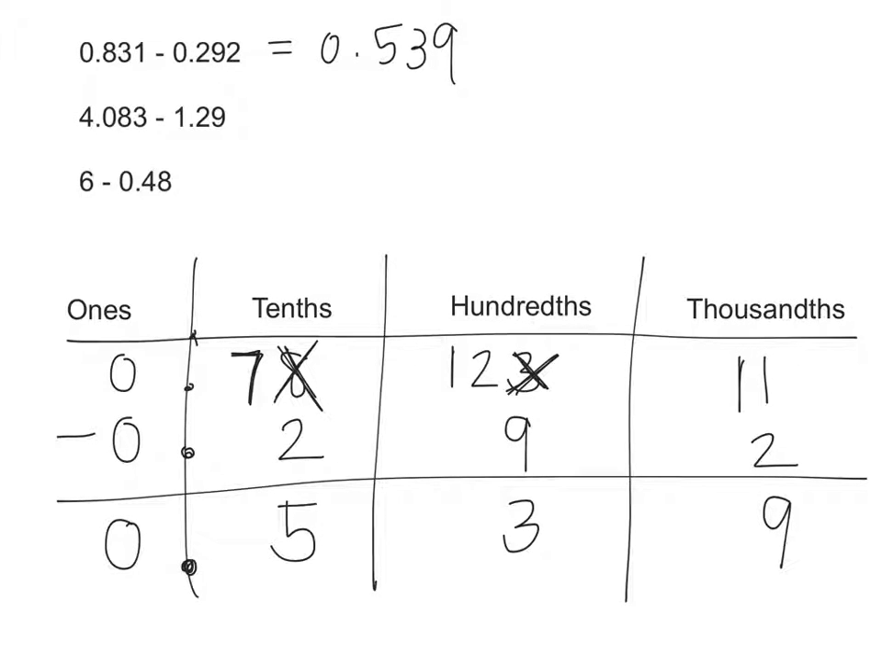So what we've done here, this is called the standard algorithm, okay? Except I put it inside the place value chart. Okay, so go ahead and try the second one. 4.083 minus 1.29.